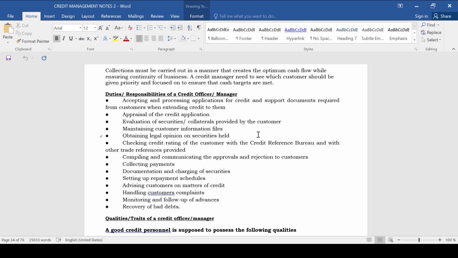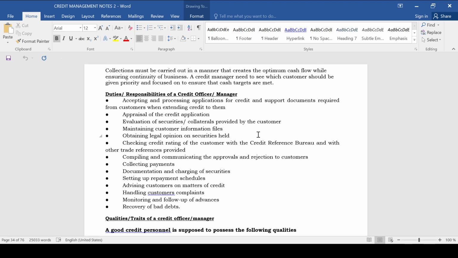Maintaining of customer information file, or what we call customer master file. You make sure all information required has been captured accurately. Checking with the CRB on the rating of your customer before you lend the money to them. Compiling and communicating approvals or rejection to customers. You must tell them your loan has been approved, or your loan has been rejected, and sometimes why the loan has been rejected. Collecting payments as they fall due. Documentation and charging of securities. Setting up repayment schedules for the customers. Advising customers on matters of credit. Handling customer complaints at all times. Monitoring and follow-up of advances and recovery of bad debts. So those are the duties or responsibilities of a credit officer.